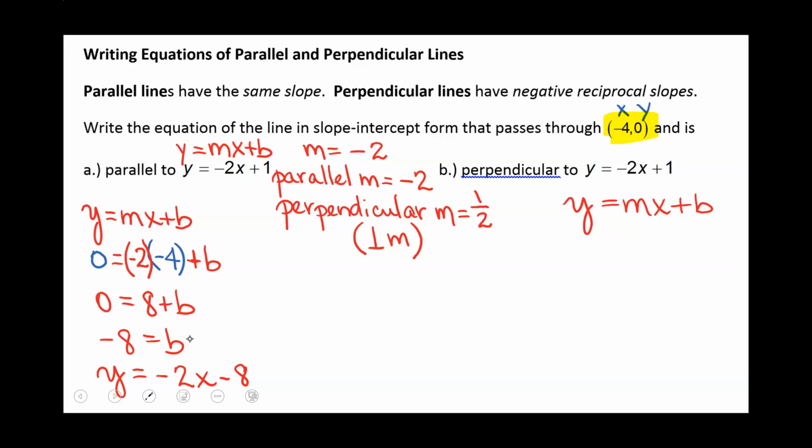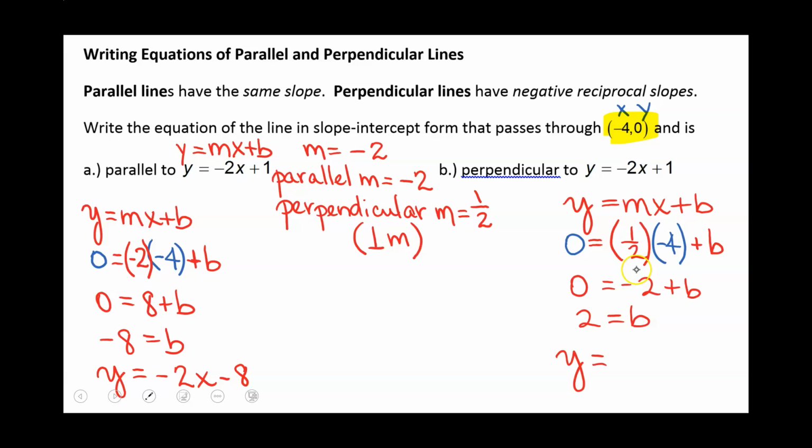If they asked me to give the perpendicular equation, we said the perpendicular slope would be the negative reciprocal, so that it would be a positive 1/2. So we can come over here and put 1/2 in for the slope, and we're going to put -4 in for x, and we're going to put 0 in for y. And again, that enables us to solve for b. So we'll get 1/2 times -4 is -2. If we want to get b by itself, add 2 to both sides, and b is 2.